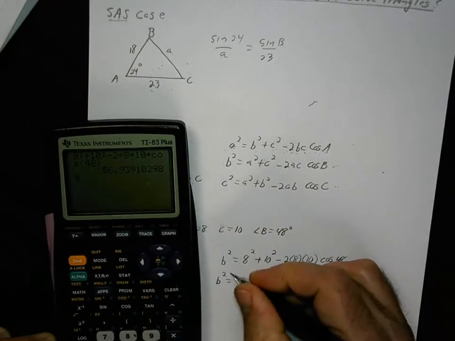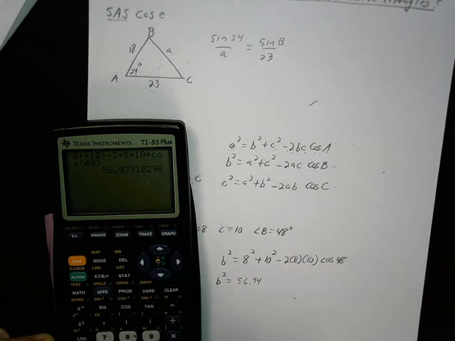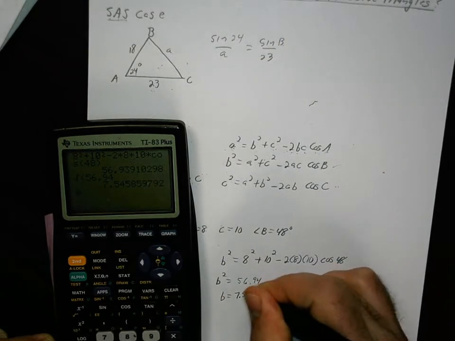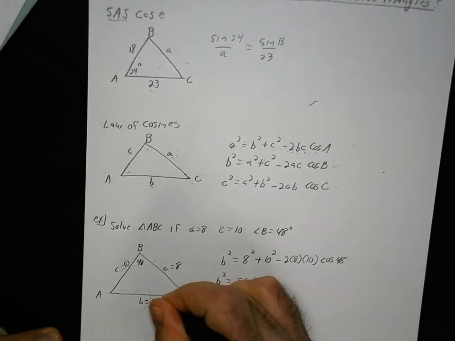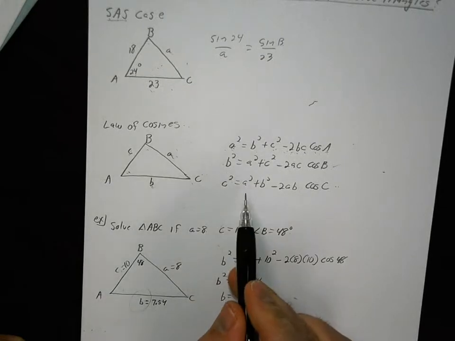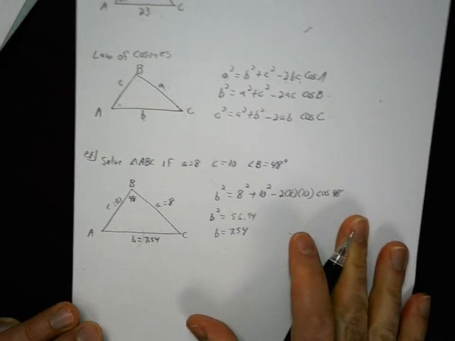We're getting B squared equals 56.94, and then I take the square root of that, 7.54. So I've solved side B. Now I still need angle A and angle C, but now I could use the law of cosines, or I could go back and use the law of sines. Let's just, as a review, use the law of sines.